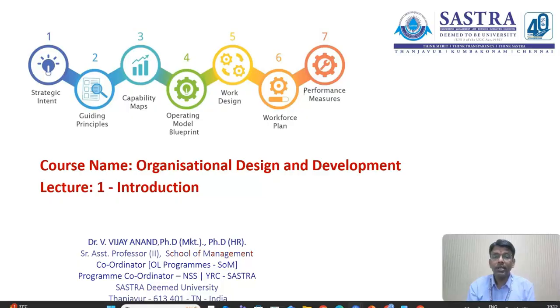The organizational design and development course has different components or factors, right from strategic intent to performance measurement. It is applicable not only to specific departments but also to the entire organization as well. Strategic intent, guiding principles, capability maps, roadmap or blueprint, work design, workforce plan, and performance standard which we are going to set.